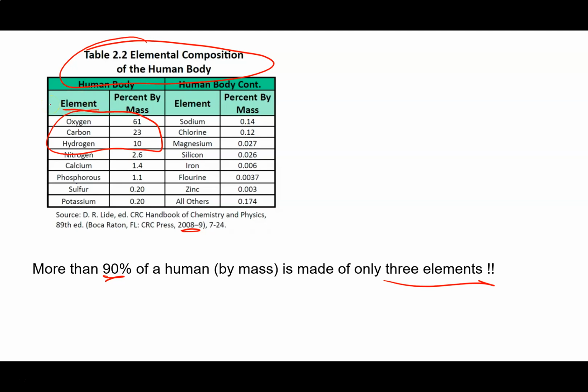So carbon is found in all of our muscles, it's in our proteins, it's in our DNA. All of the cellular material of our bodies is carbon-based, and then we also have a bunch of water present, which accounts for the hydrogen and the oxygen. Nitrogen is also an important element because our proteins are made of amino acids, and all amino acids contain nitrogen.